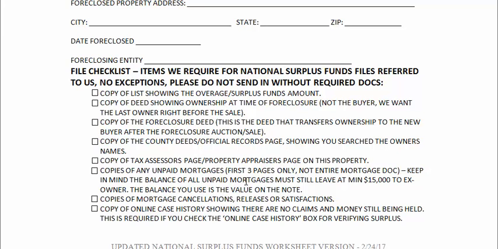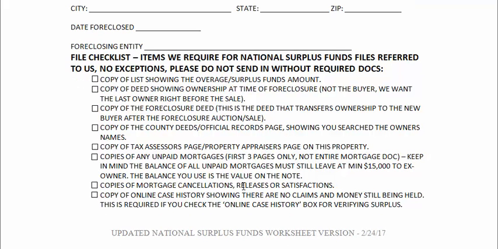We've actually had people turn it in where it was 50 grand in overage, but there was a mortgage for 100, and they said, hey, go for it. No, we can't. The mortgage is owed 100,000. The owner can't get the money. We're not working with mortgages.